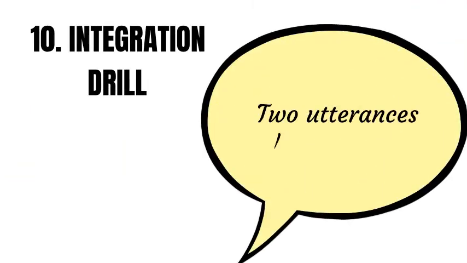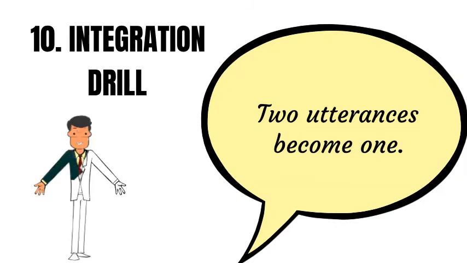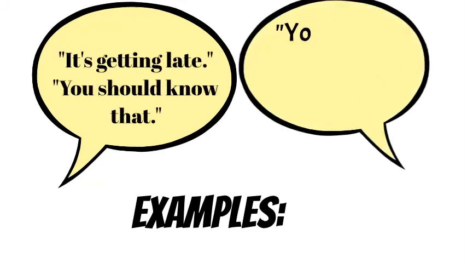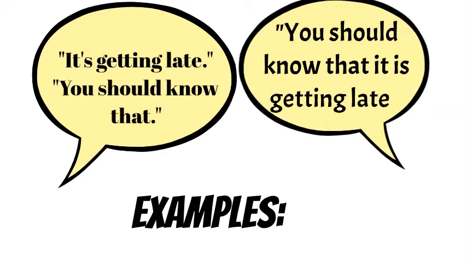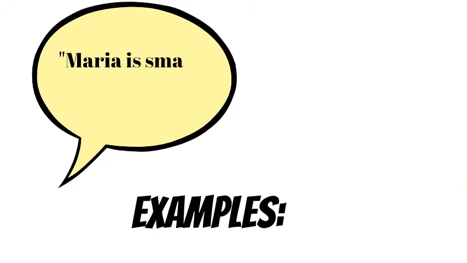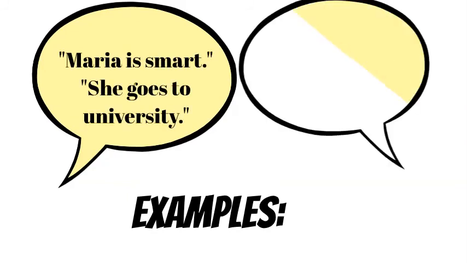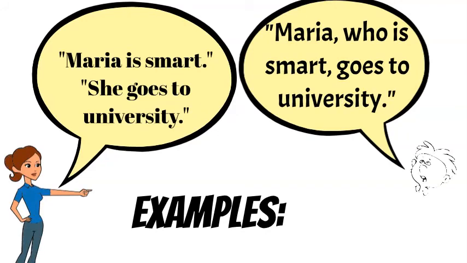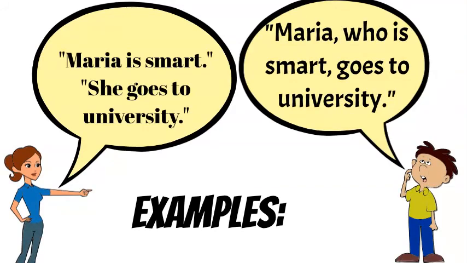Number 10, integration drill. Here, two separate utterances are integrated into one. For example, it is getting late. You should know that. So the student says, you should know that it is getting late. Or, Maria claims to be smart. She goes to university. And then the student says, Maria, who claims to be smart, goes to university.